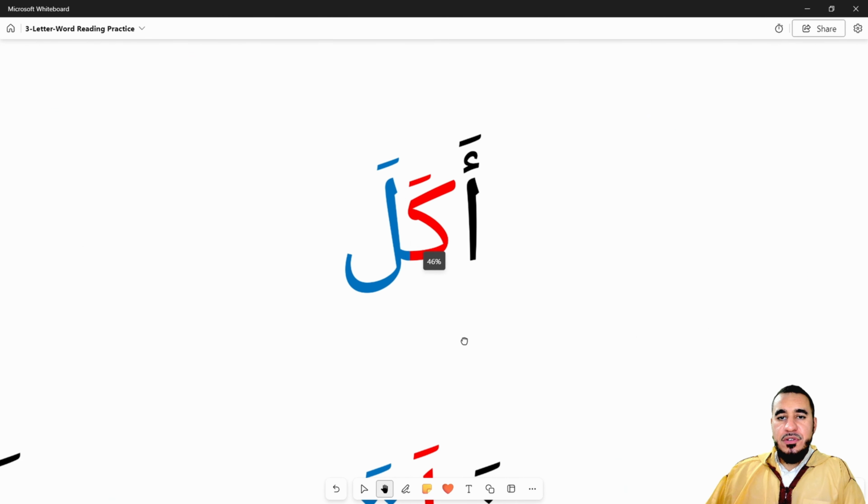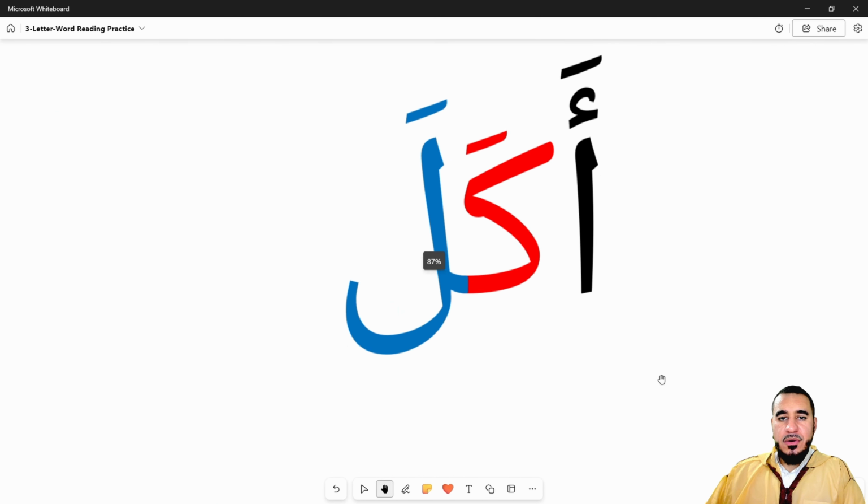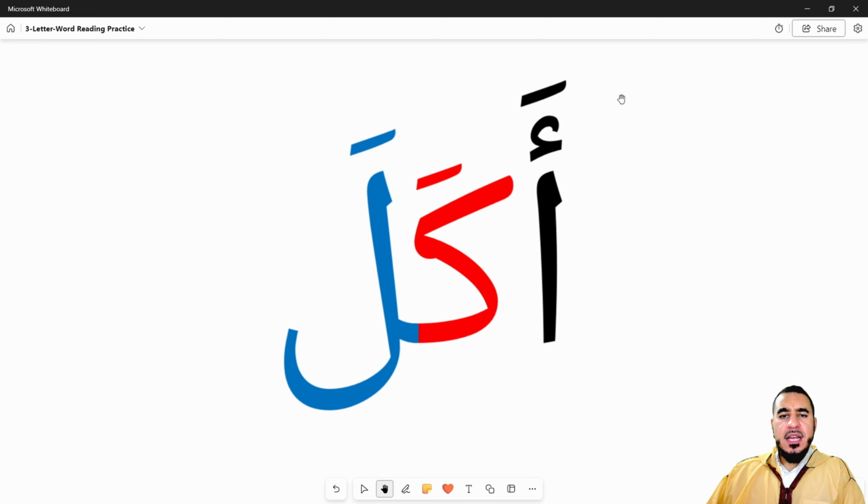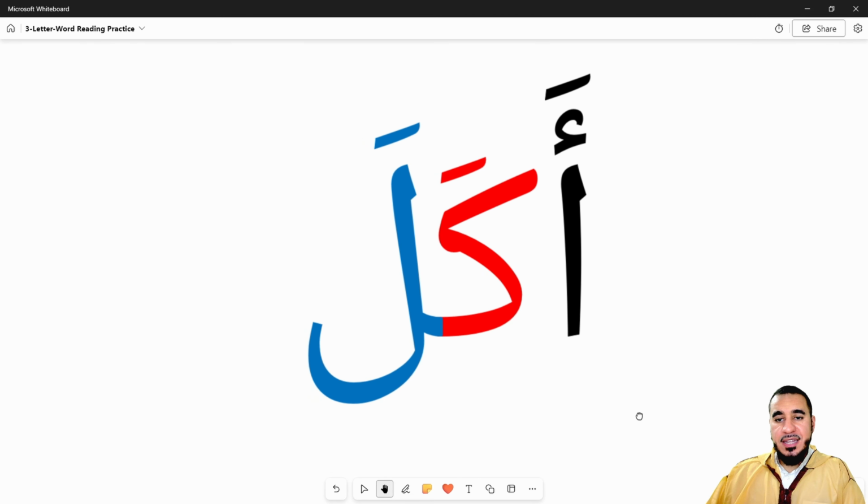And then let's move to the next line of words. So here we've got the alif at the start of the word, okay, with a fatha above it. Then we've got the kaf in the middle, also with a fatha, and the lam attached at the end of this word, also with a fatha. So how would we pronounce this word? It would be akala. Okay, so akala. Jamil.